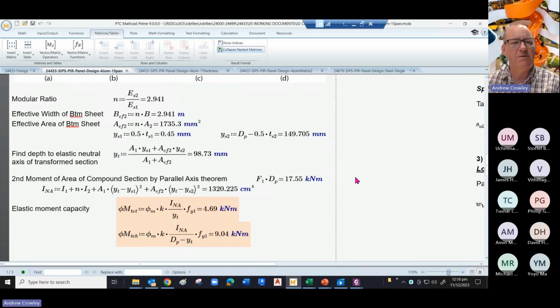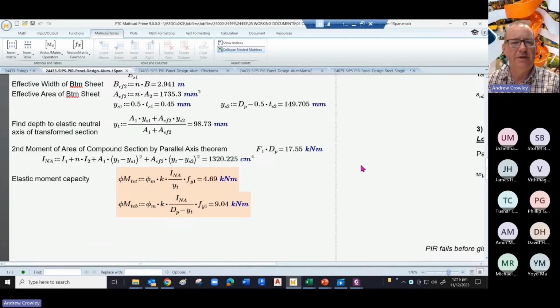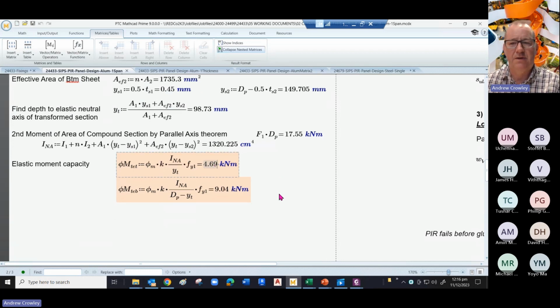We need to find out the depth of the neutral axis because it's asymmetric. And by using the parallel axis theorem, we can calculate the second moment of area about the neutral axis. This gives you an elastic moment capacity depending on whether you're looking at the top or the bottom. And so this is going to be your governing because it's much smaller than the top in there.